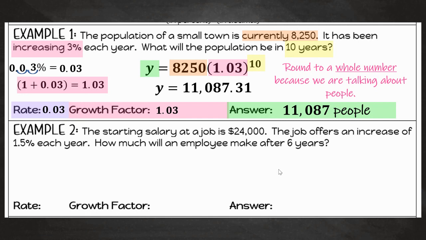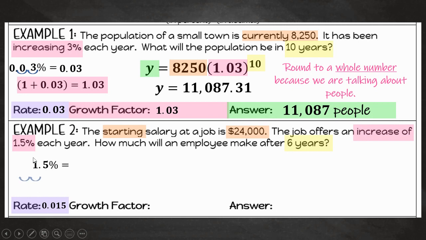All right, in example 2, the starting salary at a job is $24,000. So that's our initial amount. The job offers an increase of 1.5% each year. How much will an employee make after 6 years? So first we're going to identify our rate. So we were given a percent, 1.5%.